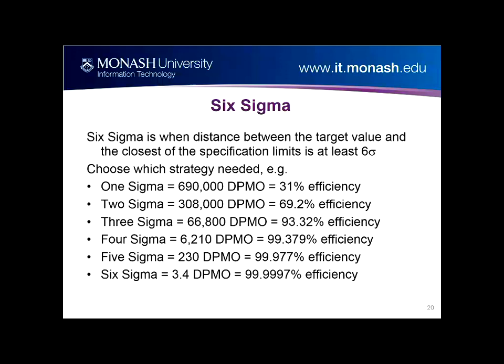So you are aiming for this 6 sigma, which means that you have 3.4 defects per million opportunities, and that gives you 99.9997% efficiency. That's good, 6 sigma. So what does it mean? Does 6 sigma guarantee you effectiveness? Not necessarily. It only achieves your efficiency, not necessarily effectiveness.